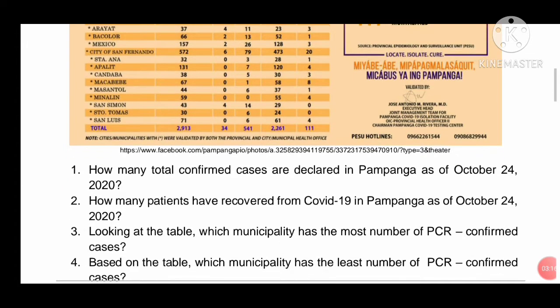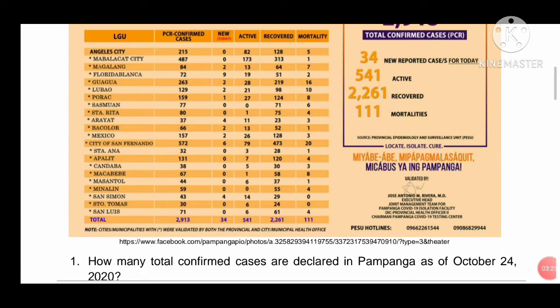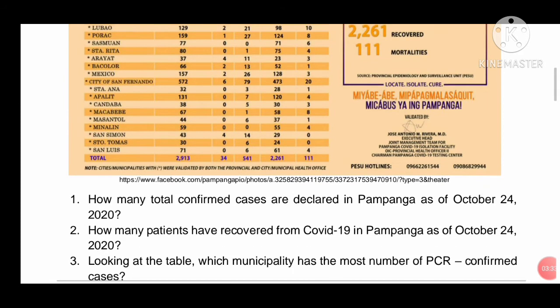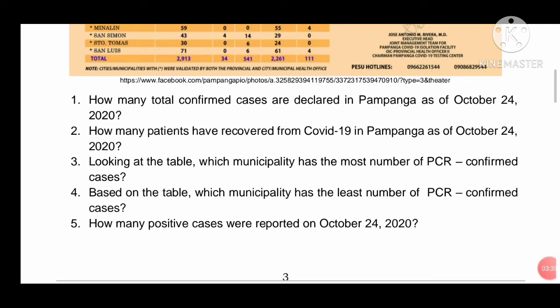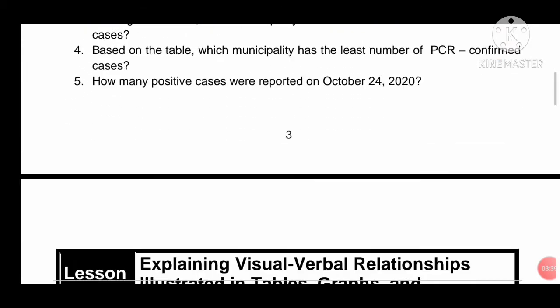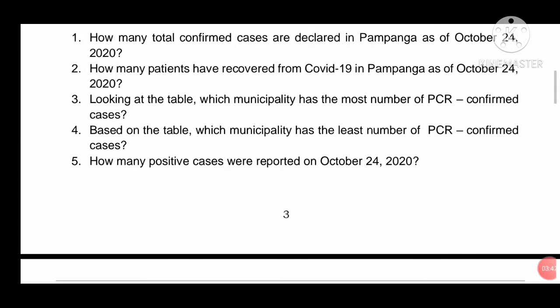The total is 2,913. Very good. How many patients have recovered from COVID-19 in Pampanga as of October 24, 2020? We'll be looking at the recovered column. The total is 2,261. Okay, for numbers 3, 4, and 5, kindly answer it on your own by looking at the table.